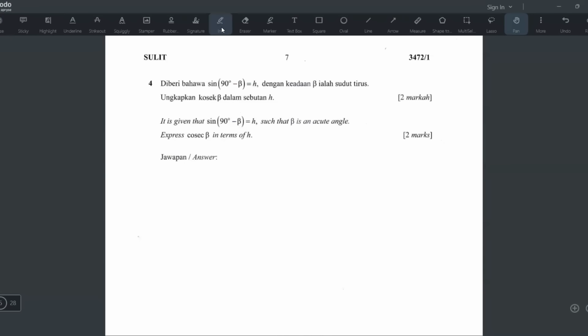Alright, let's do number 4. It is given that sine bracket 90 minus beta equals h, such that beta is an acute angle. Express cosec beta in terms of h. Okay, this one is confirmed from chapter 6, trigonometry.